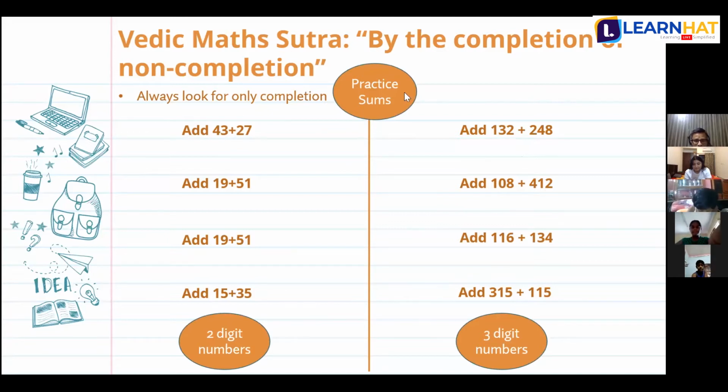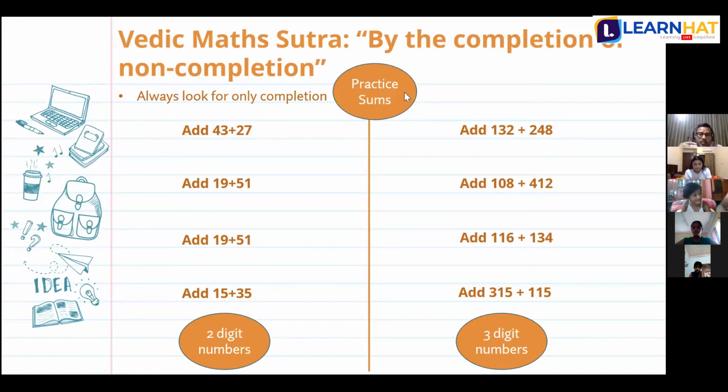Sir, the first 2-digit number is 43 plus 27. For 43 plus 7 plus 20. Someone is, please go on mute. Hold on, Rajdeep. Step 1 is 43 plus 7 plus 20. Step 2 is 50 plus 20. Final answer is 70.